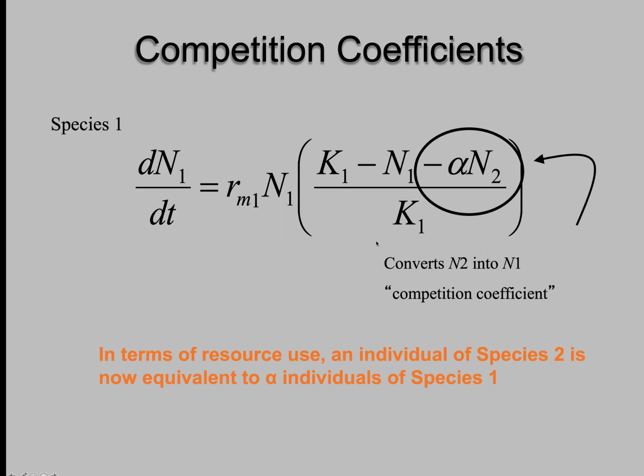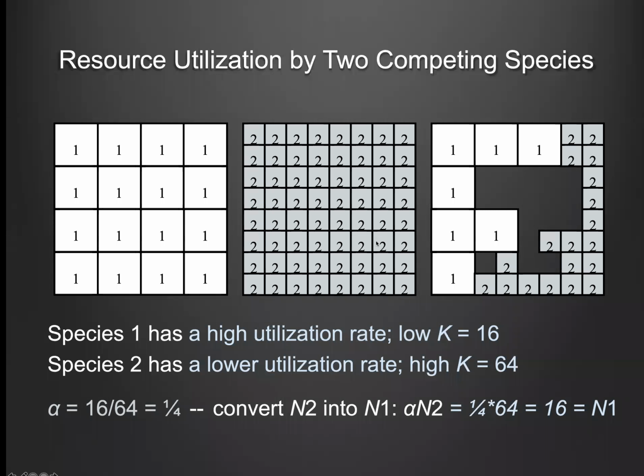And so what we can do now is think about this in terms of pieces of the pizza, so to speak, or pieces of the pie. So this is another way of graphically showing the resource utilization patterns, right? Species 1 in this case has a high utilization rate. And what that means is that a certain amount of resources, let's call this carbon, will support 16 members of species 1.